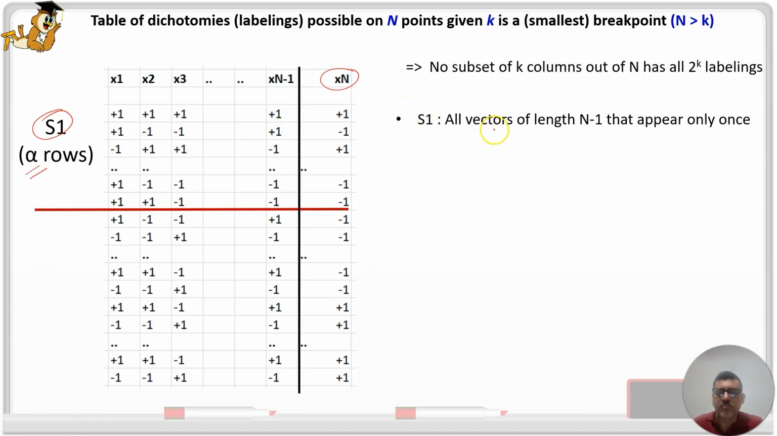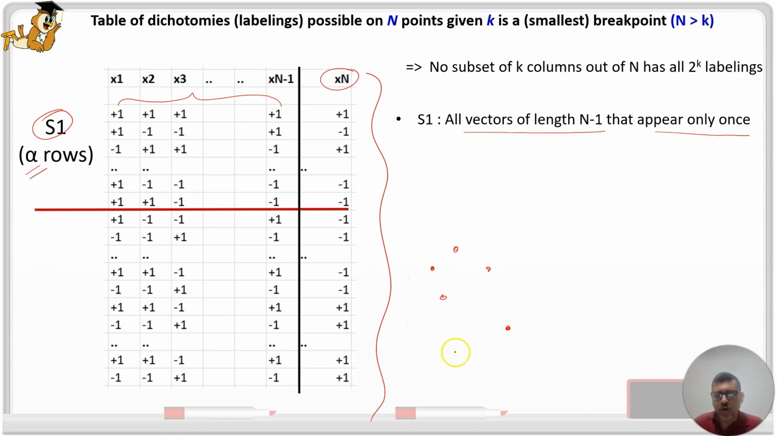S1 is the group of all vectors of length n minus 1 that appear only once. So all vectors of length n minus 1 that appear only once in this entire table. What am I trying to say? Imagine a situation where you have n points. Let's say these are n minus 1 points and this is your nth point. I've drawn it a little bit further for differentiation.